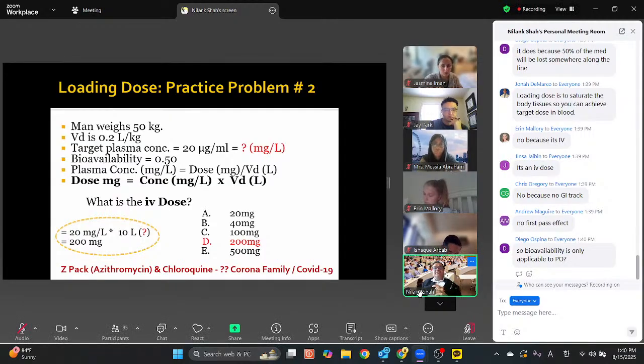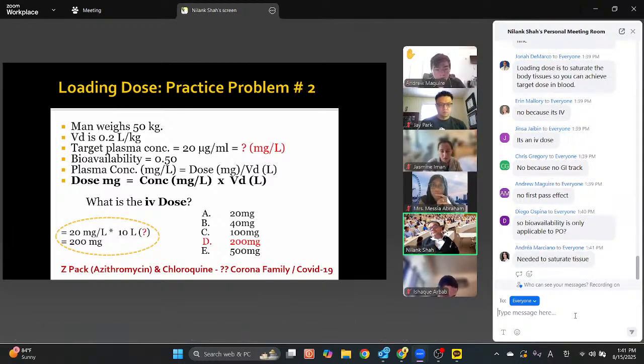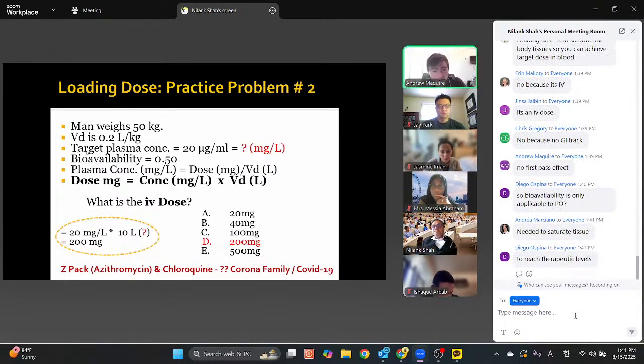Okay. Now let's get to the clinical application part here. Why do we have to know loading dose? Why do we have to know this calculation? What's the clinical application? Why are we doing this? Anyone? And someone put in the chat. Okay, Andrew, go ahead. Oh, to make sure that it doesn't go to toxic or deadly levels in the patient?